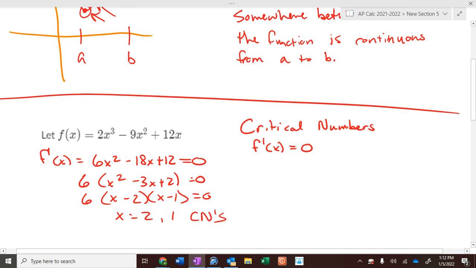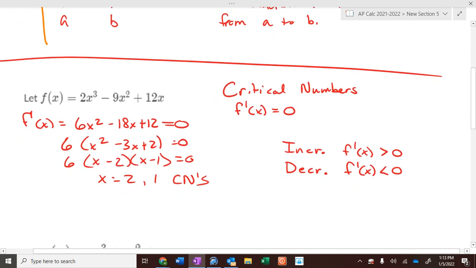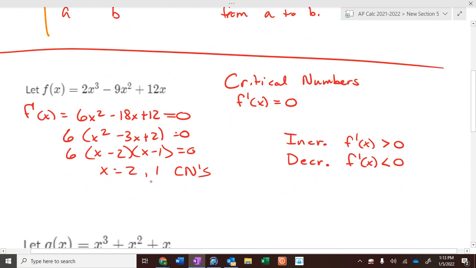So that's one section of what we're doing today, finding critical numbers. Another thing we'll be doing is finding out whether things are increasing or decreasing. They're increasing if the first derivative of the function is greater than 0, and decreasing if the first derivative is less than 0. Once you get the critical numbers, how do you figure out whether it's increasing or decreasing?